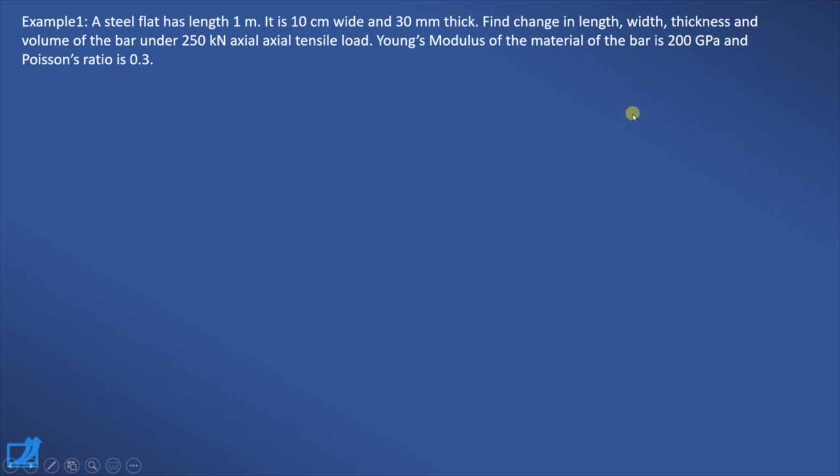Now let's solve this problem. A steel flat has length 1 meter and it is 10 centimeter wide and 30 millimeter thick. Check here, length is given in meter, width is given in centimeter, thickness is given in millimeters. Be very careful about units during calculations. What is asked in the problem? Let's read. Find change in length, width, thickness and volume of the bar under 250 kilonewton axial tensile load. Young's modulus of the material of the bar is 200 GPa and Poisson's ratio is 0.3.